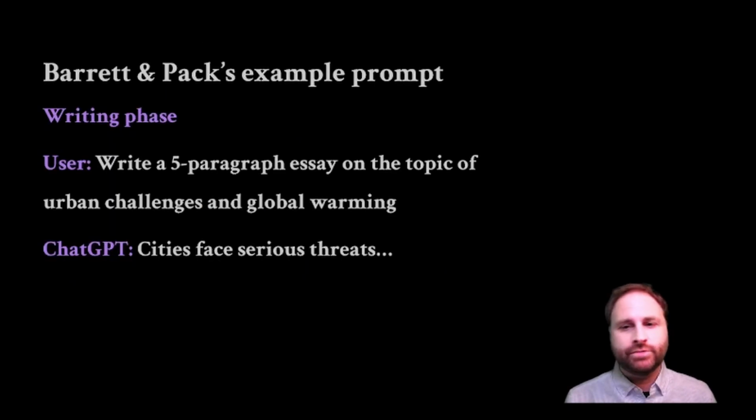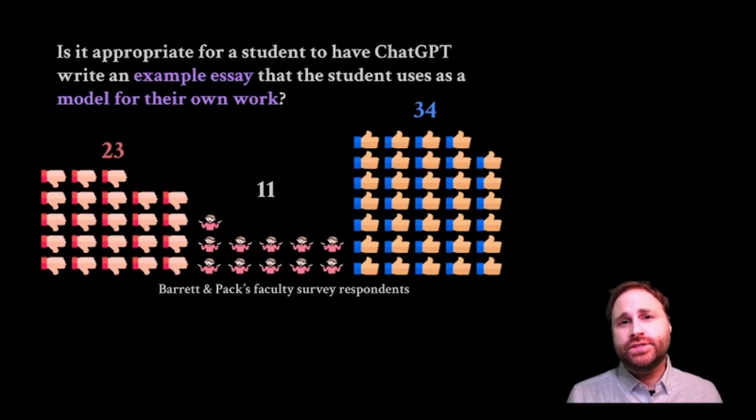The final stage I want to talk about is the writing stage. The researchers, Barrett and Pack, again gave their survey takers an example prompt that a student might give to ChatGPT to help them with their schoolwork. Here was the prompt for the writing stage. Write a 5-paragraph essay on the topic of urban challenges and global warming. The teachers who took this survey were divided in their opinions about whether it's acceptable for a student to use this prompt to have ChatGPT generate an example essay.